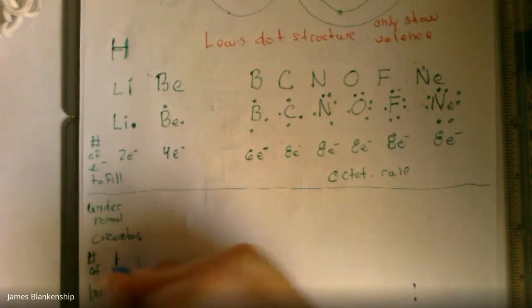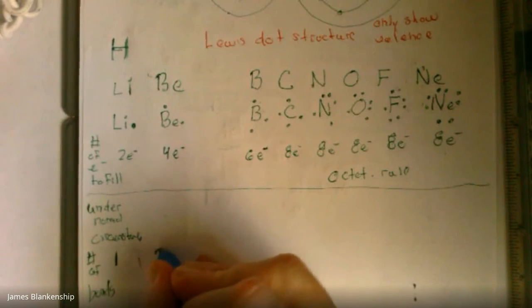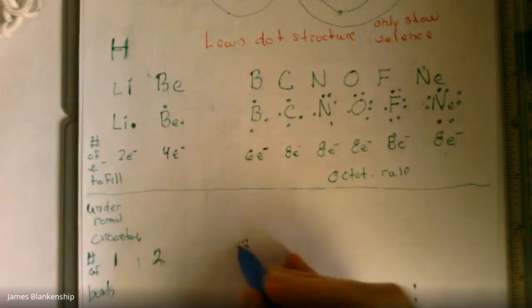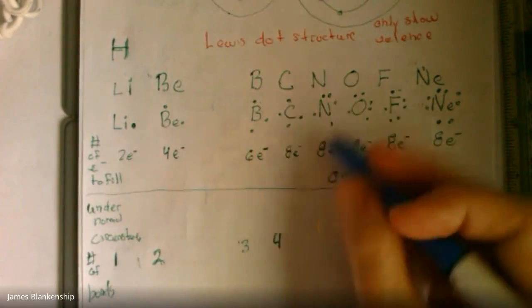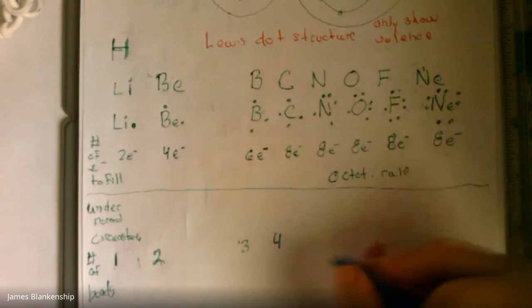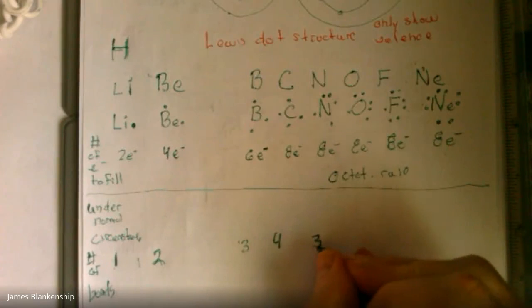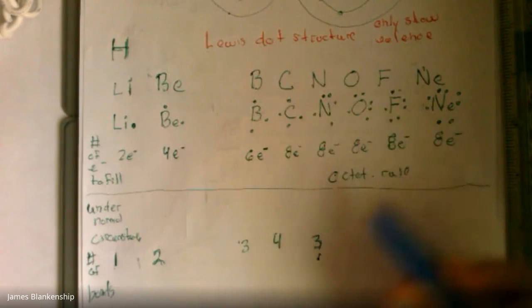Hydrogen makes 1. Beryllium will make 2. Boron will make 3. Carbon will make 4. And then nitrogen will make 3. It can make 4, but it's generally going to make 3 under normal circumstances.